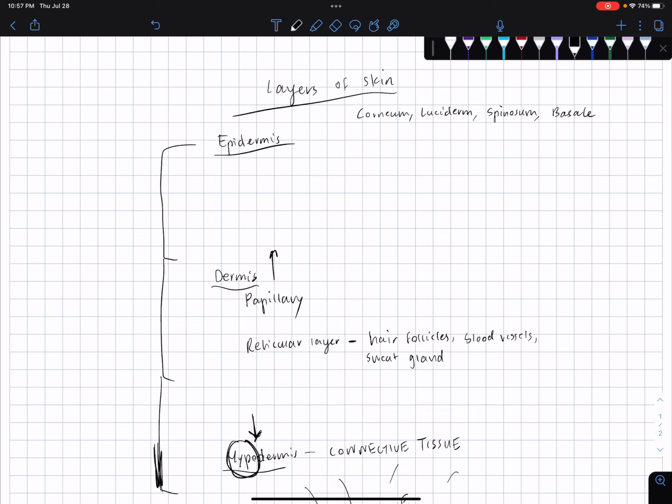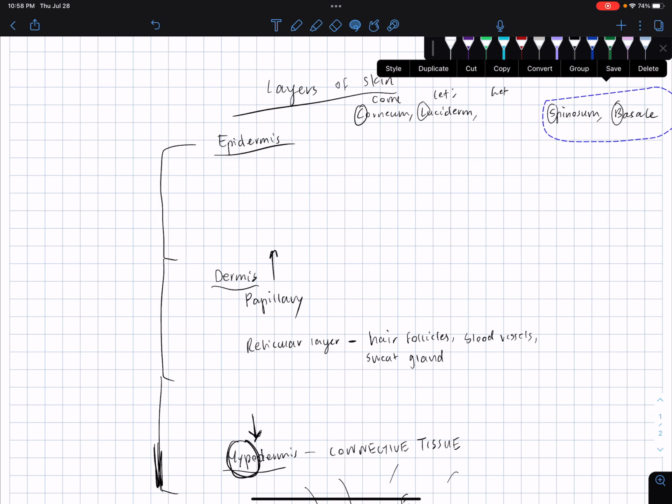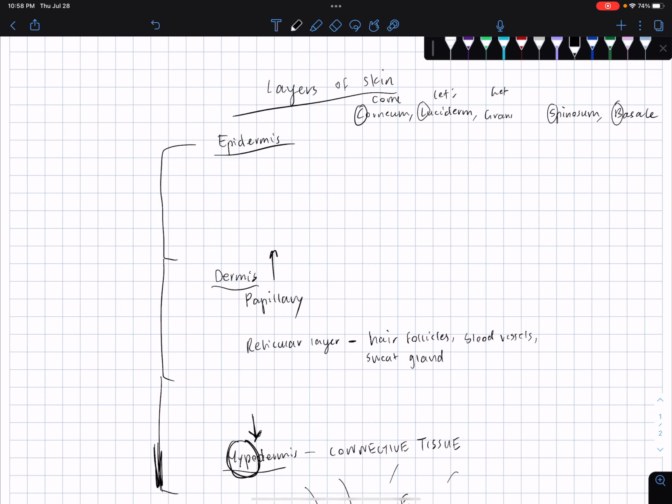So the way that I learned how to memorize this is by a mnemonic device. Come, let's get, oops, we forgot one. So before spinosum, we should be having the granulosum. So the stratum granulosum. So the G is for get. Come, let's get sunburned. So this is a mnemonic that you can memorize the layers of the epidermis.